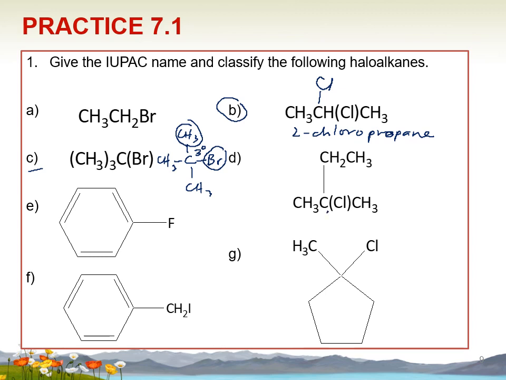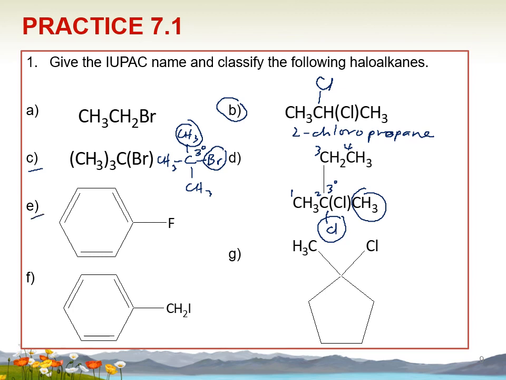Okay, now let's look at D. Chlorine is attached to the carbon in the middle here. This carbon is basically a tertiary carbon as well. So how do we name this compound? Let's count the carbon starting from here. 1, 2, 3, 4, and we have 2 substituents. So 2-chloro-2-methylbutane is the name for compound D.